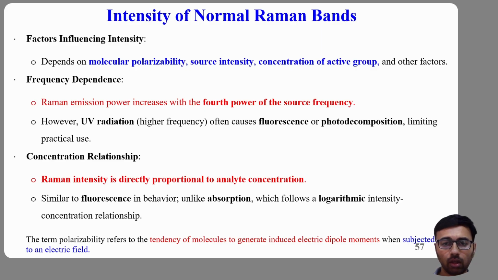Another crucial factor controlling Raman intensity is the excitation frequency. The Raman scattering power increases with the fourth power of excitation frequency. Mathematically, I is proportional to nu raised to 4. This relationship is extremely important. It means higher frequency lasers produce dramatically stronger Raman signals. For example, a blue laser generates a much stronger Raman signal than a red laser. Why?